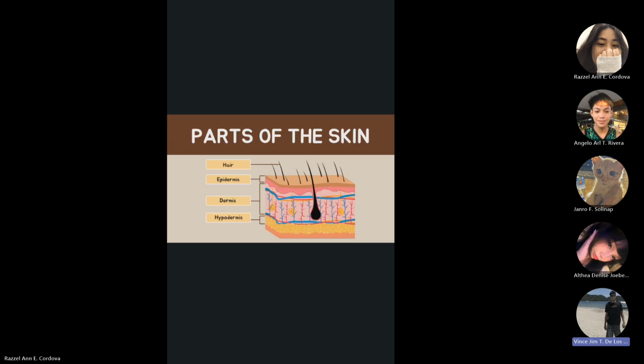These are the major parts of the skin: the hair, the epidermis, the dermis, and the hypodermis. Each layer has a specific role in protecting and supporting our body.